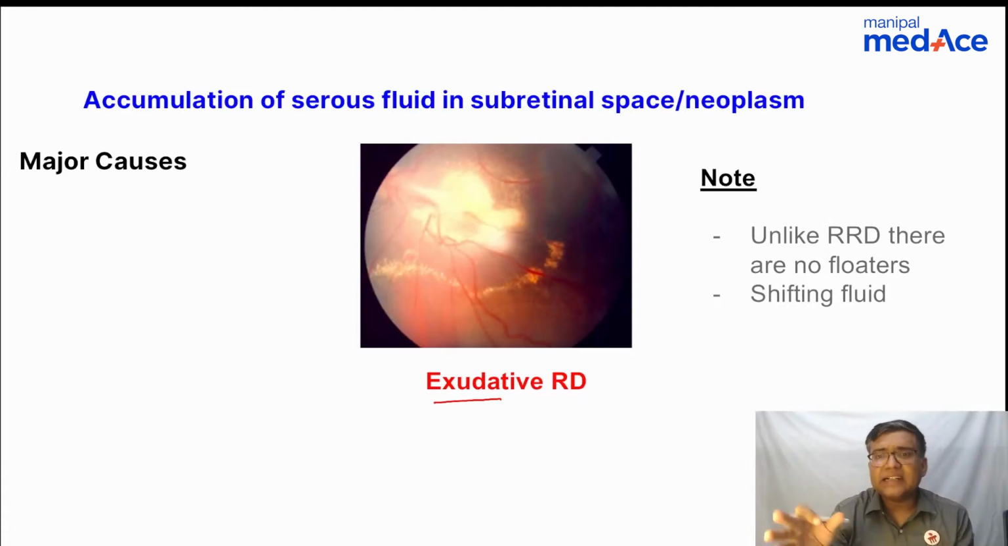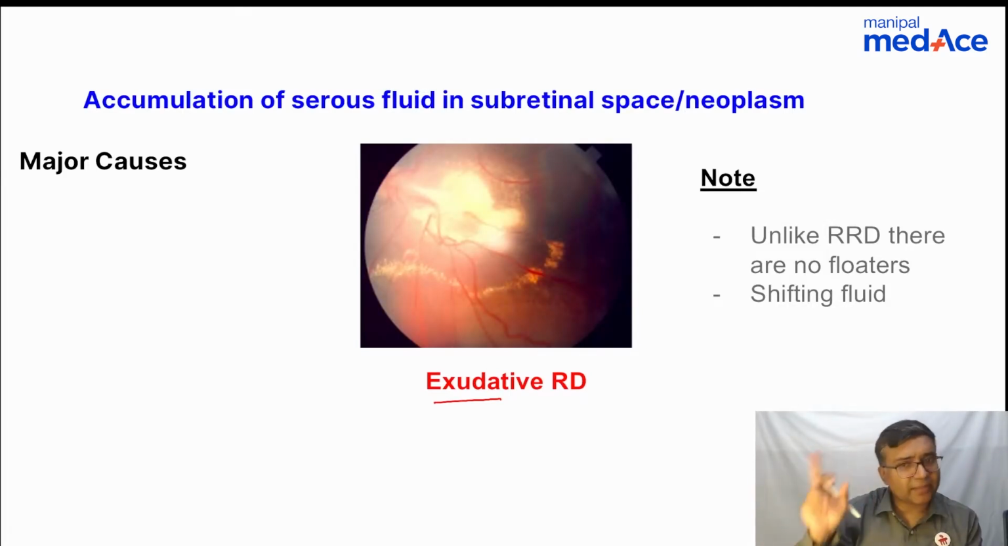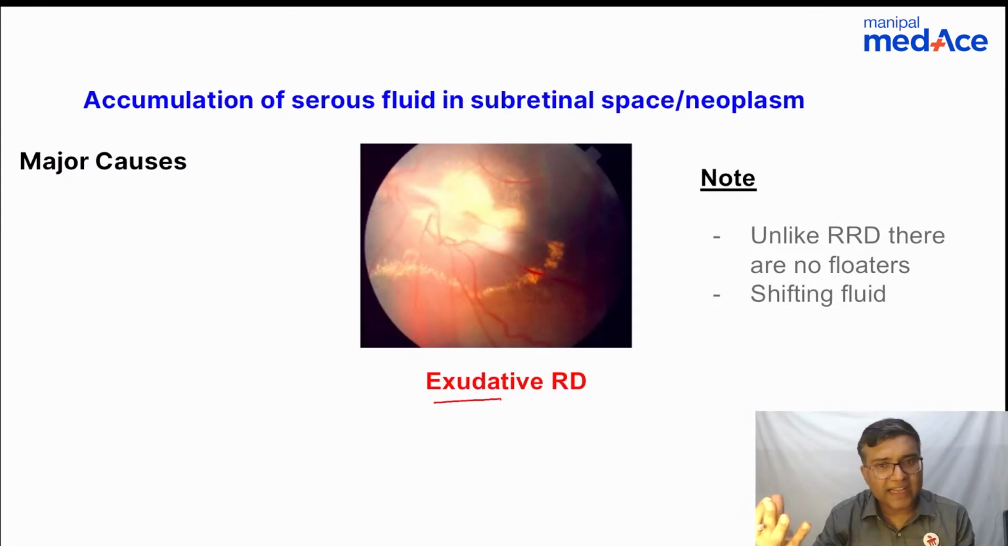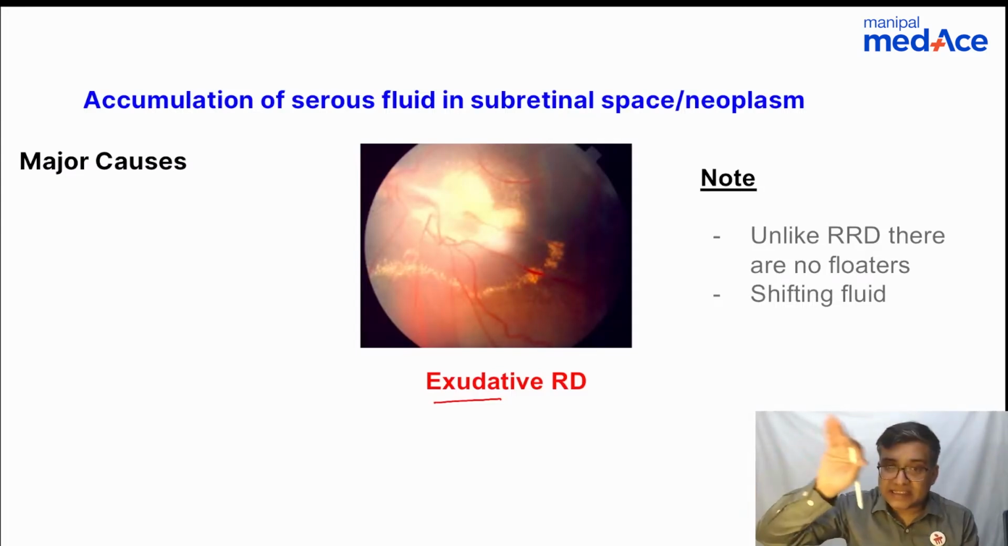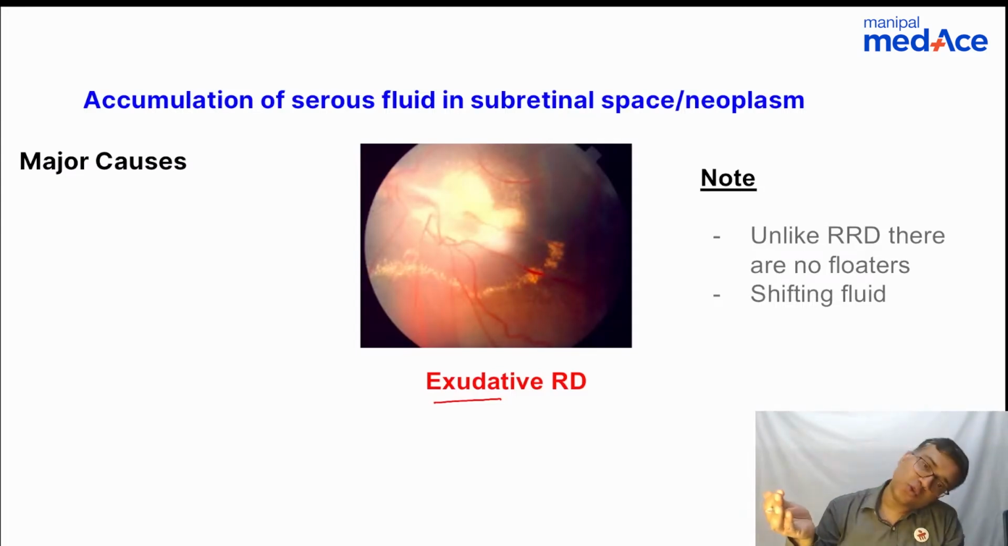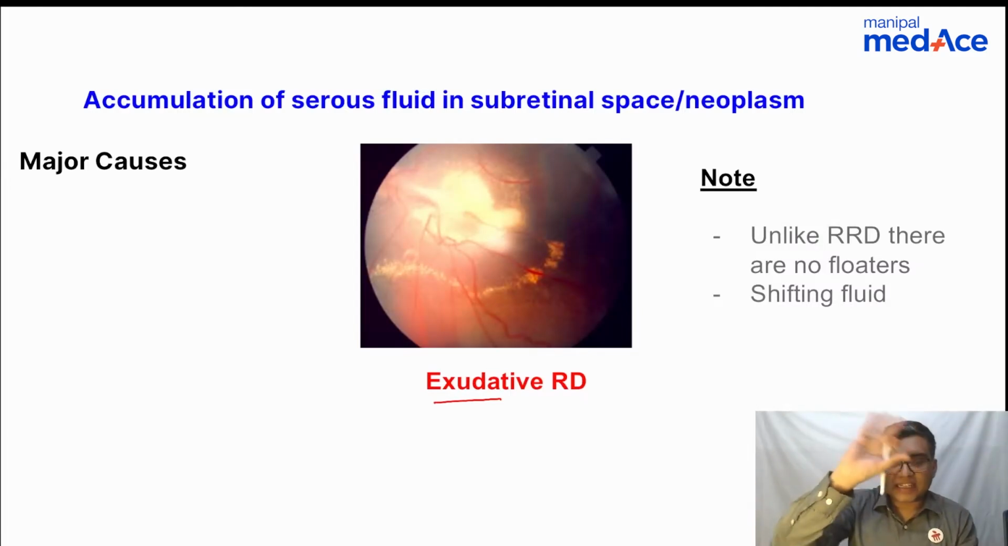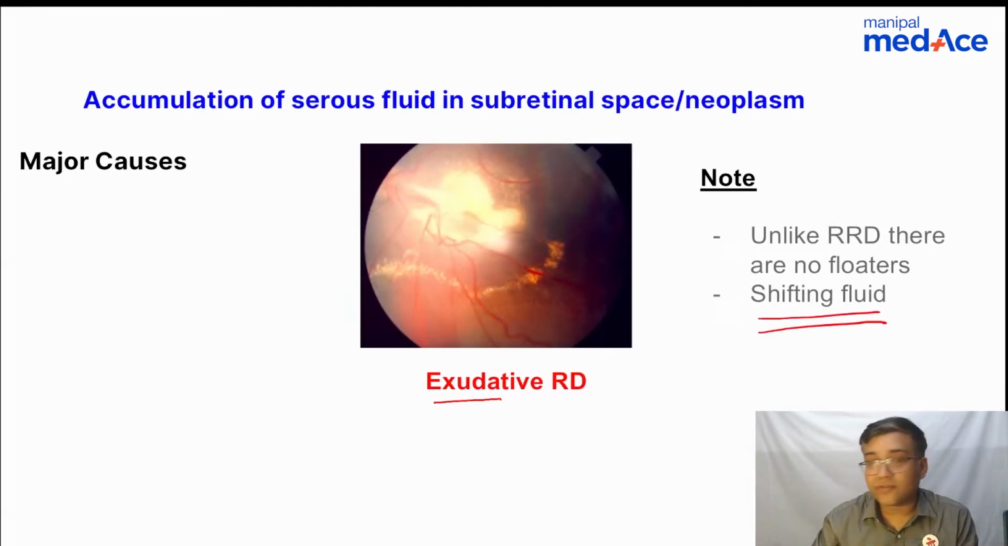So unlike patients of rhegmatogenous retinal detachment, as there is no tear, there would be no flashes or floaters, but there is a fluid inside the retina. So when I change my head position, the configuration of the retinal detachment would also change. This is basically called shifting fluid. Okay, so there would be a convex configuration and there would be a shifting fluid.